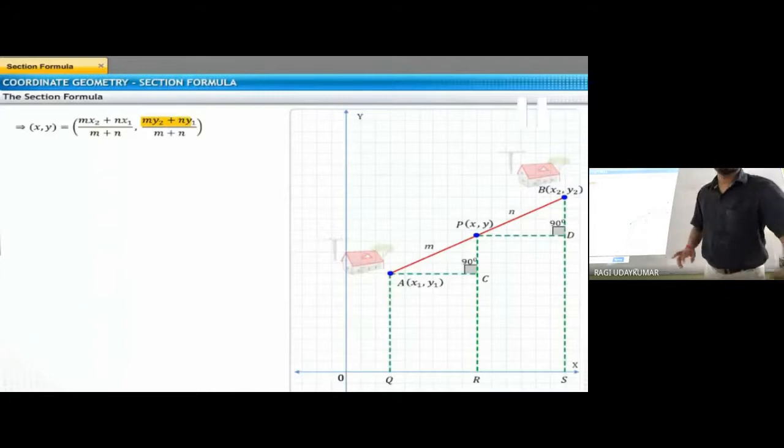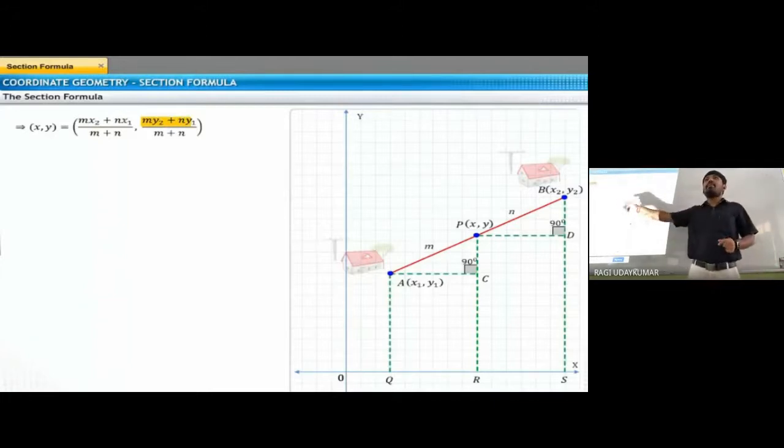What should we call this? See, I have told you in a single sentence: a point which divides the line segment joining the two points (x1, y1) and (x2, y2) in the m is to n ratio.